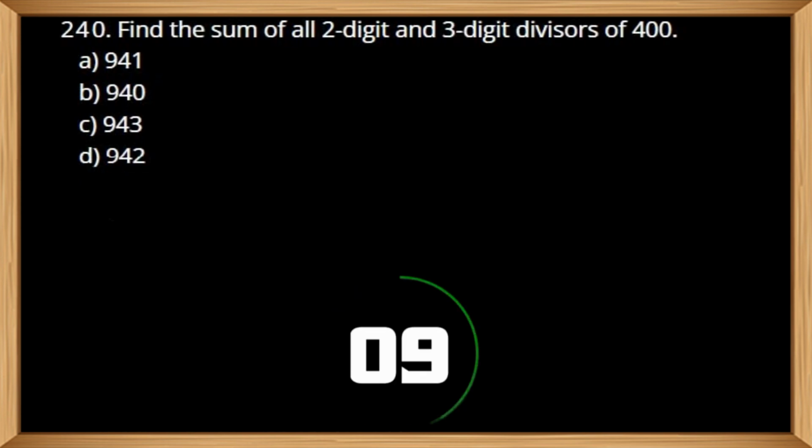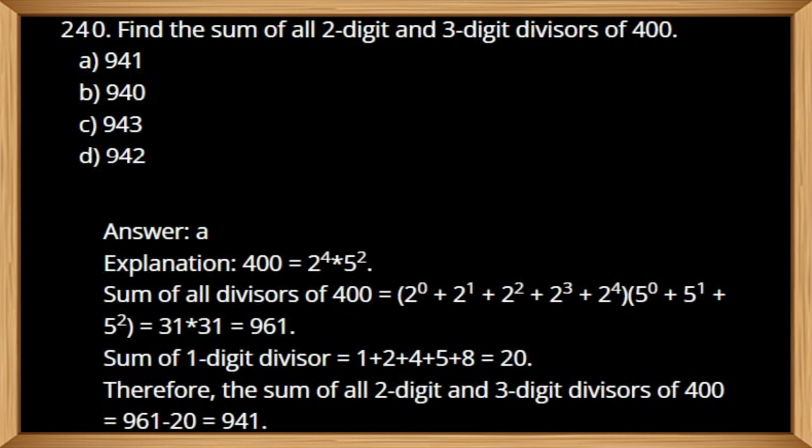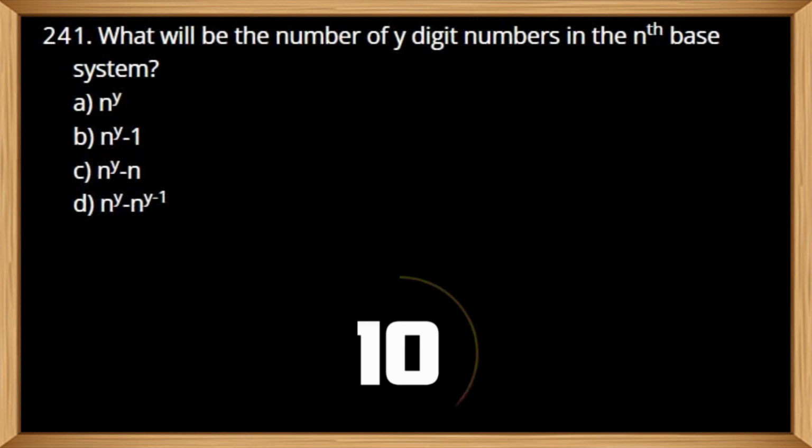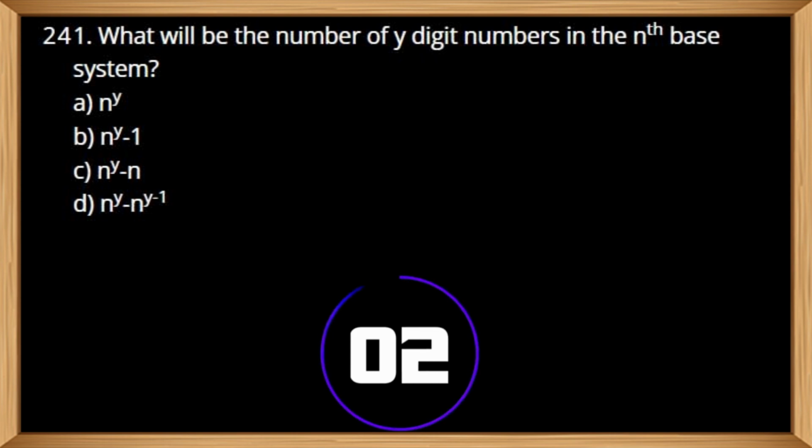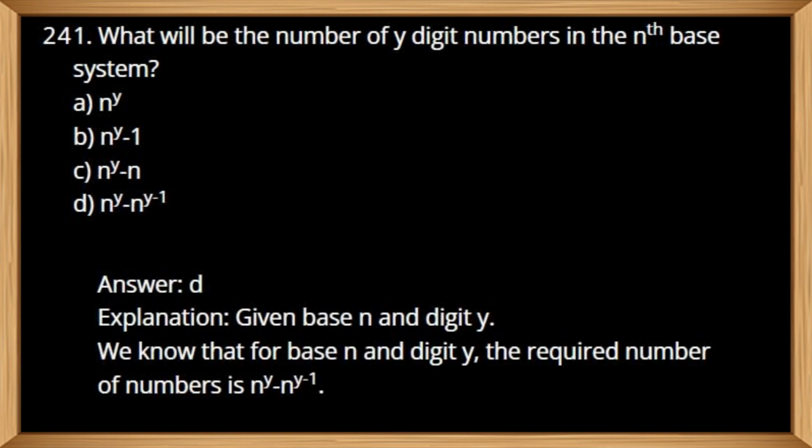Find the sum of all 2-digit and 3-digit divisors of 400. Option A, 941. What will be the number of y-digit numbers in the nth base system? Option D, n power y minus n power y minus 1.